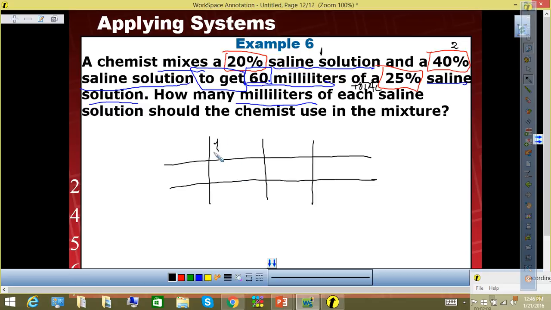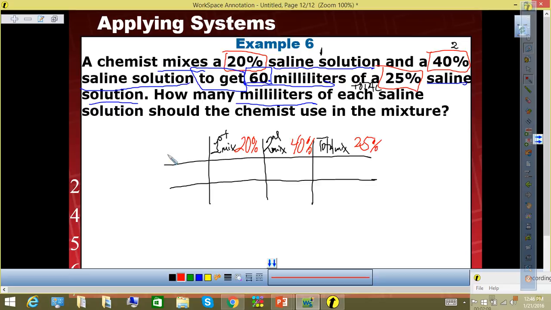So we're going to label this first mix. Leave a little space here because we're going to write something else there. Second mix. And here, total mix. So what's the percent for the first mix? 20%. That goes here. Second mix is 40%. That goes here. And the total mix is 25%, which is down here. Are we there so far?